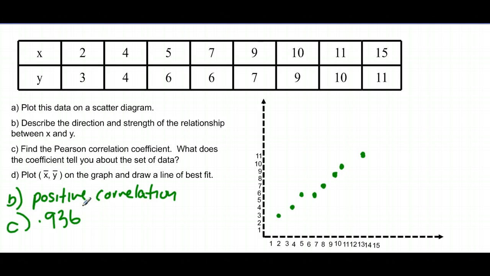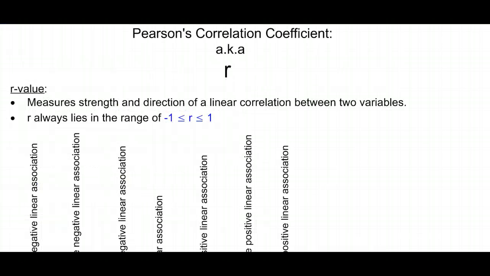So you guys are probably wondering what that actually means. What the R value tells us is this. The R value tells you how strong the correlation is between two variables. The R value always lies within the range of -1 and +1. It won't go over, it won't go less.